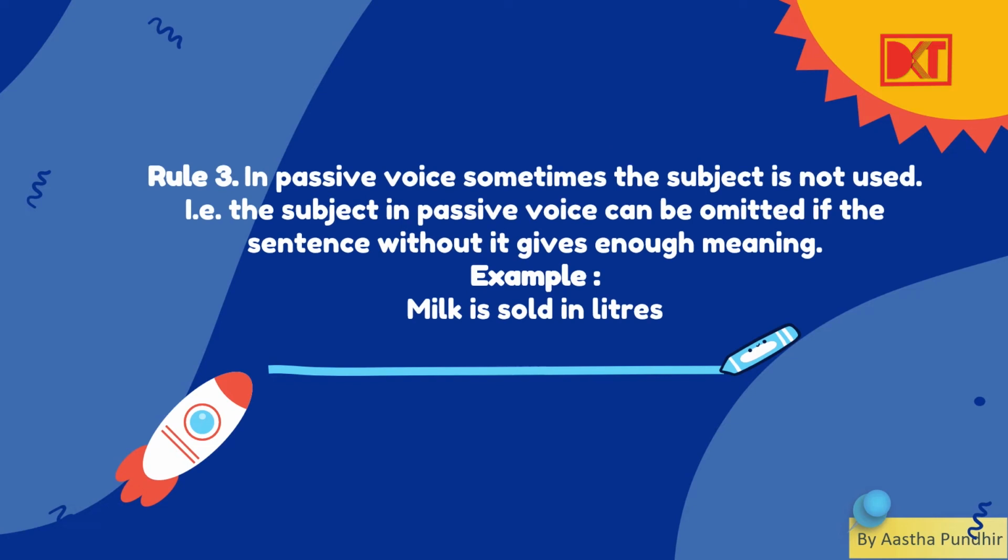Okay, so in passive voice, sometimes the subject is not used. Why is it not used? Subject in passive voice can be omitted. It means we can leave it out if the sentence without it gives enough meaning. If the sentence is enough, then it is not necessary that we must include the subject. Alright, this is another rule which you can keep in your mind. Let's move on.